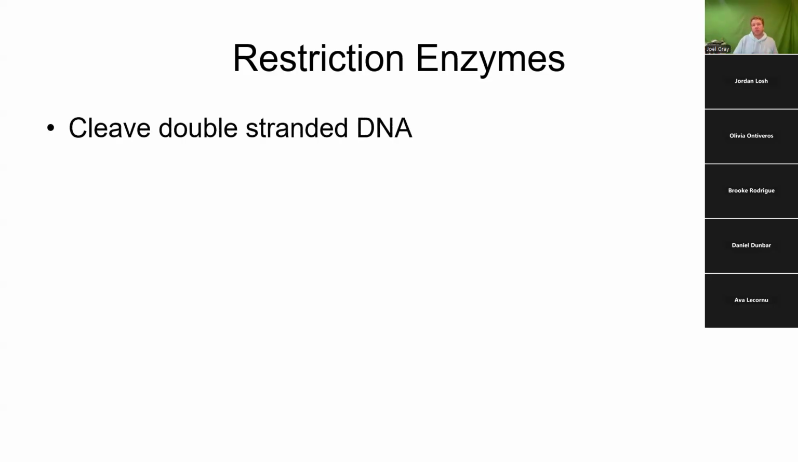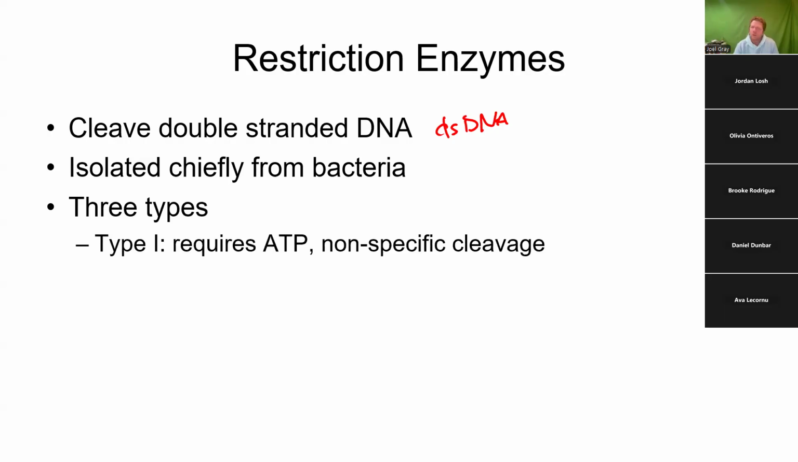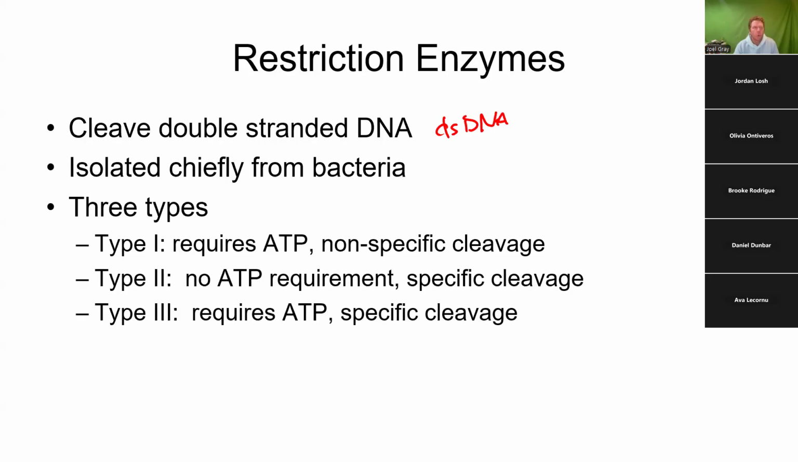So these cleave double-stranded DNA. Sometimes you'll see this written as dsDNA, and I'll even sometimes use dsDNA. These are purified from bacteria. This is an important piece of information I'm going to bring back in just a little bit. Now, there are three types of restriction enzymes. Type 1, and you can probably guess there's type 2 and type 3.